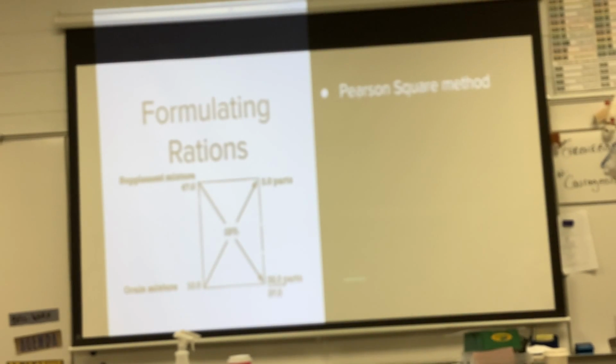So to formulate a ration, we're going to use this square. So what I've got up, you should add to your notes. If you want to leave yourself a page for yesterday's notes, go for it. If you want to just put yesterday's notes after this, that's fine too.